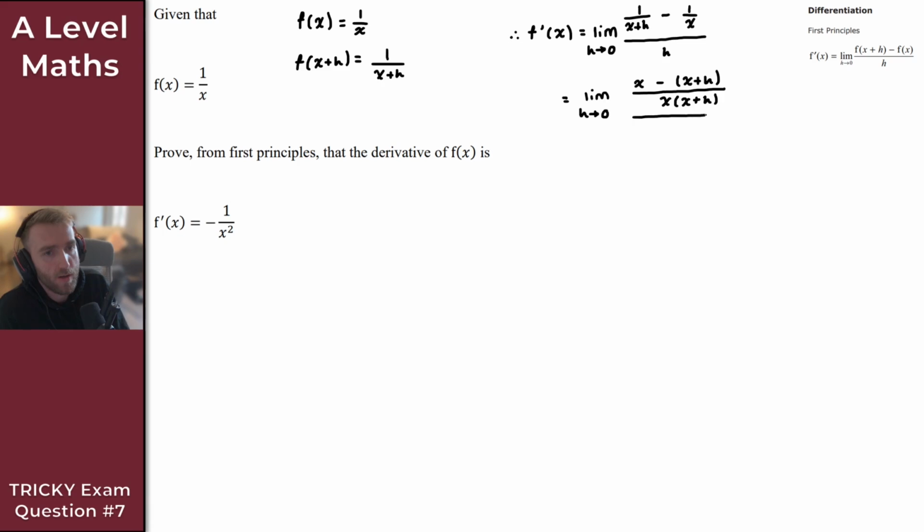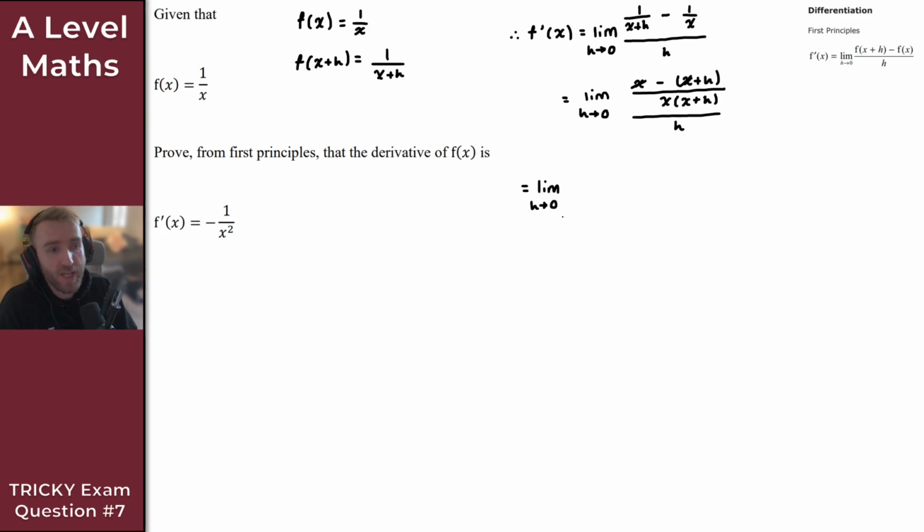And this here is all over h, right? Perfect. So what I can now do here is actually just simplify the numerator. So this x here cancels with this x here because it's x minus x. So they just cancel. What I get then is the limit here as h tends to 0 again.